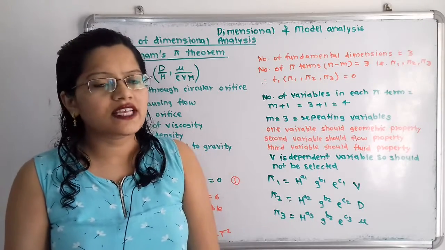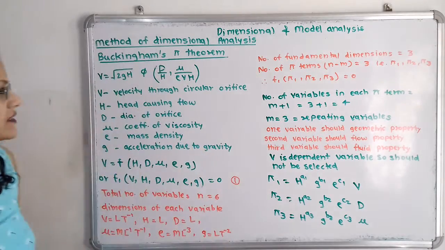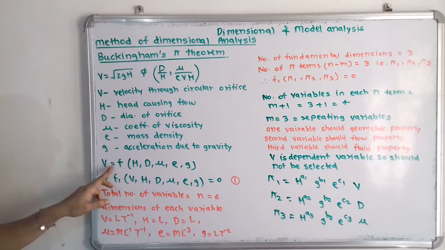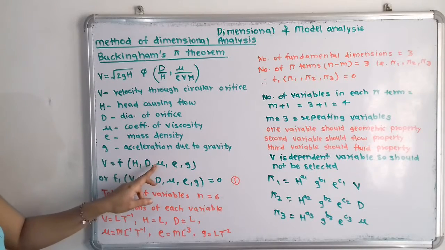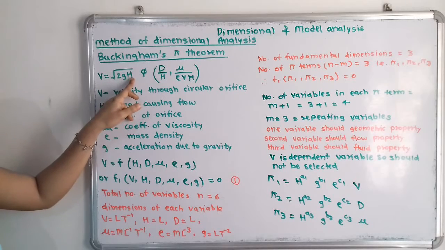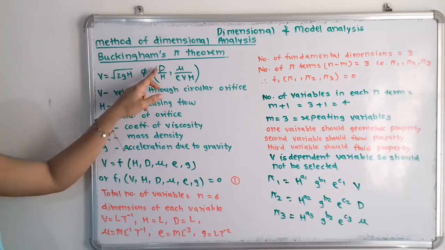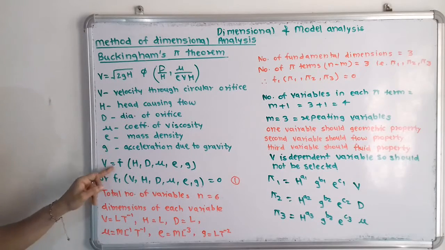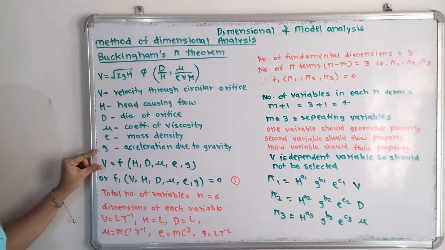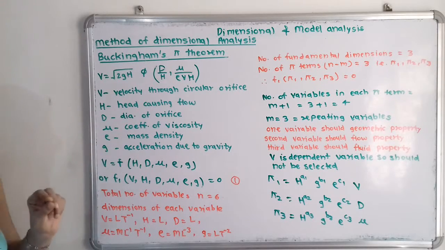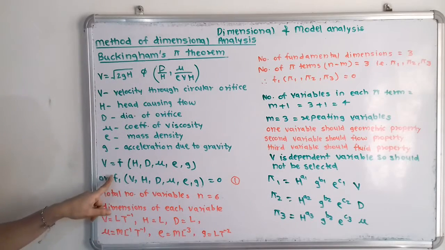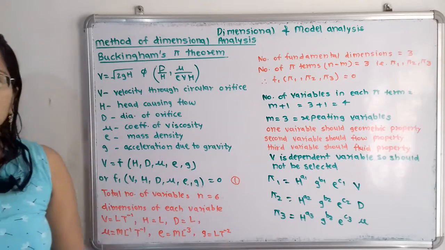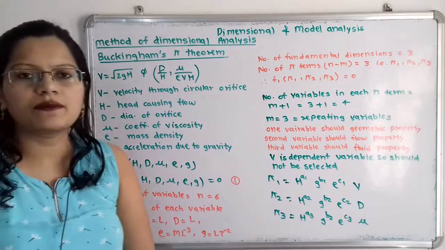So how can we write this expression? If we observe, v is the dependent variable and it is a function of all these variables. So we can write v is equal to f of h, d, mu, rho, g. All variables are here, that is h, g, d, mu, rho. Since v is also a dependent variable, we can take it inside the bracket. So we write this equation as f1 in the bracket v, h, d, mu, rho, g, which is equal to 0, and we will call it equation number 1.